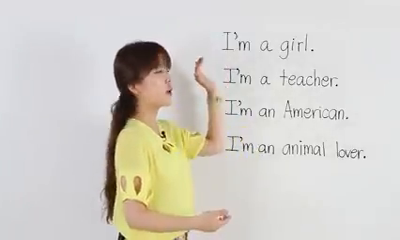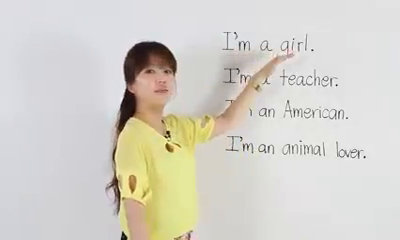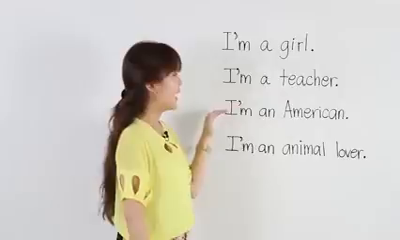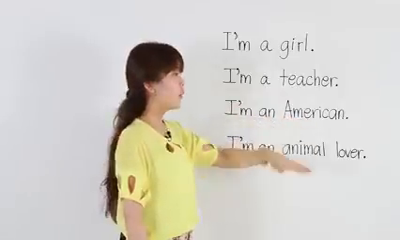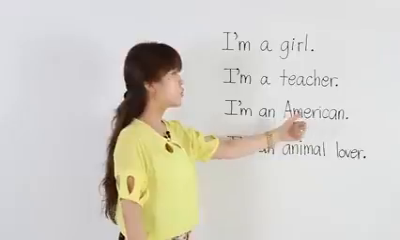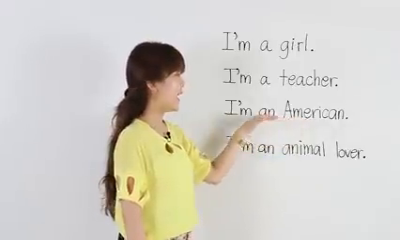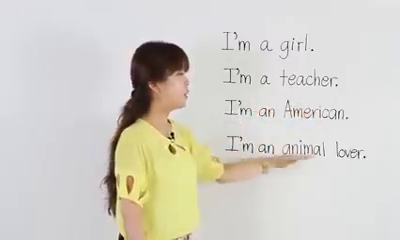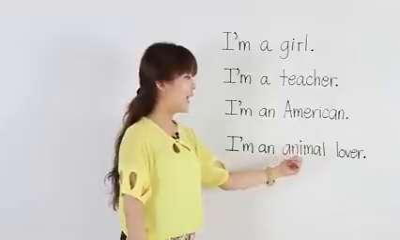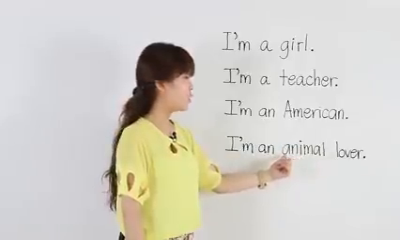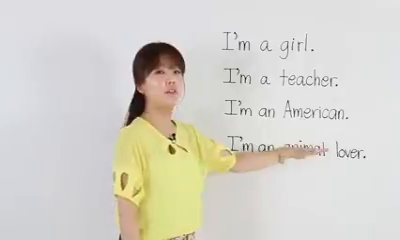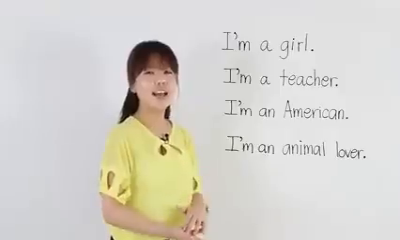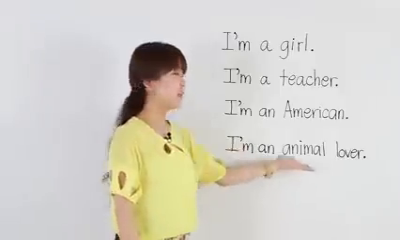So, first, remember, I'm a girl. Also, I'm a teacher. I'm an American. Now, the word American starts with the vowel A, so we have to say an. I'm an American. And I'm an animal lover. Again, same thing. Animal starts with the vowel A, so we have to put an. I'm an animal lover, and that means someone who loves animals. I love dogs and cats and other animals, so I'm an animal lover.